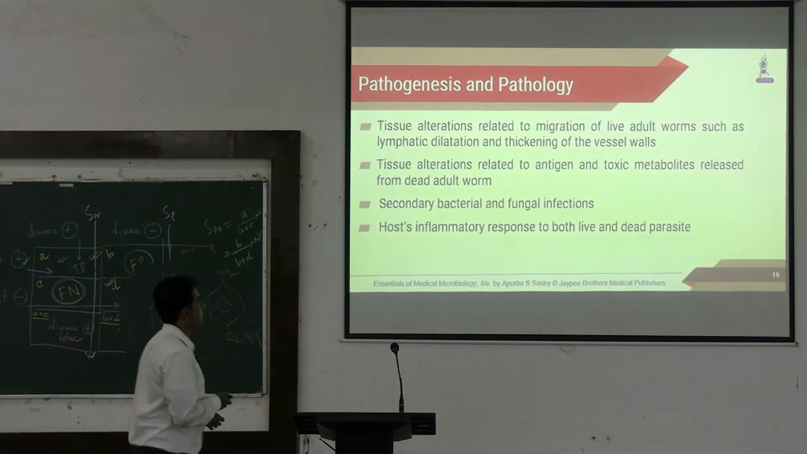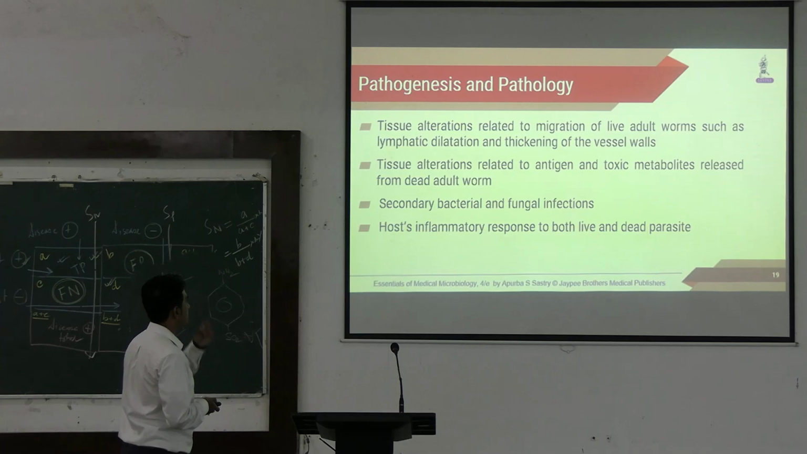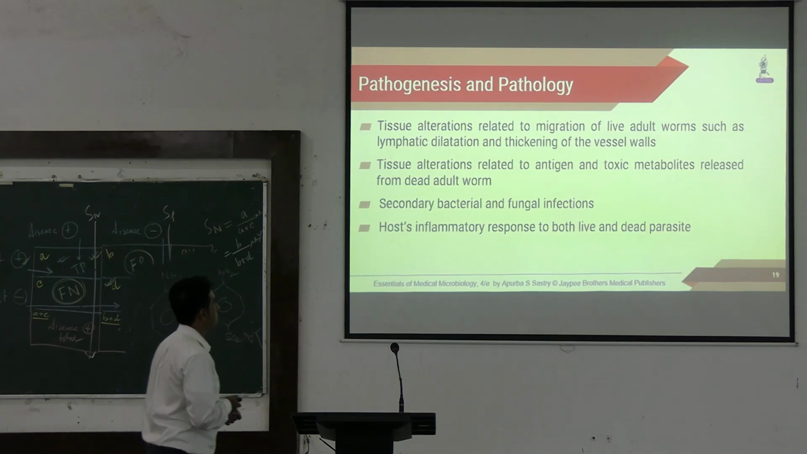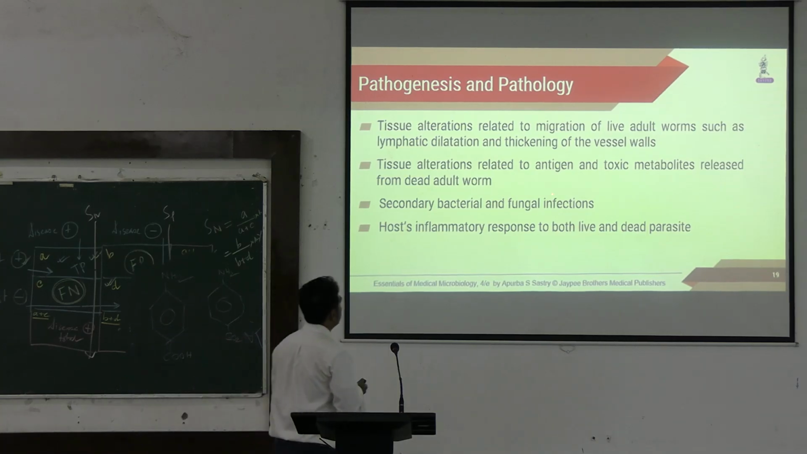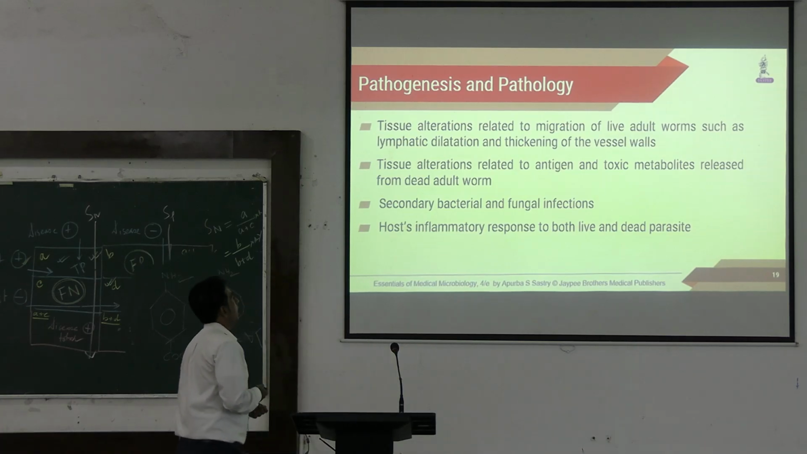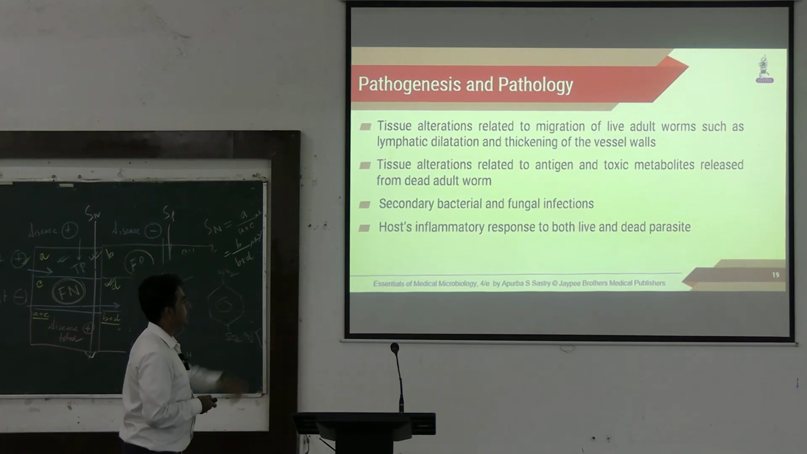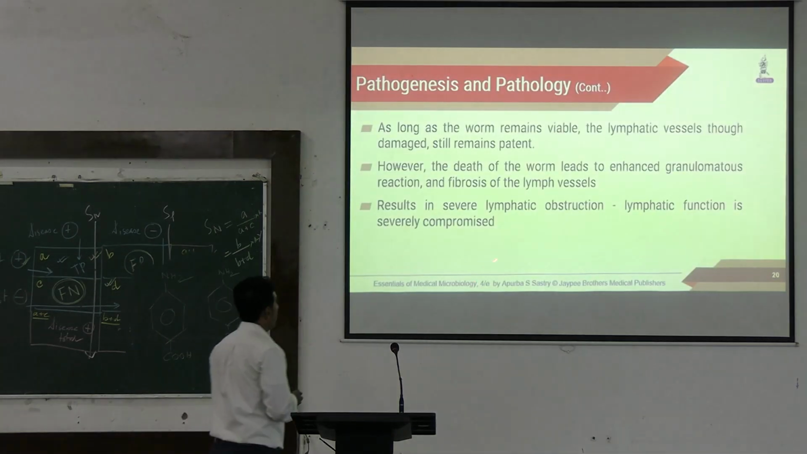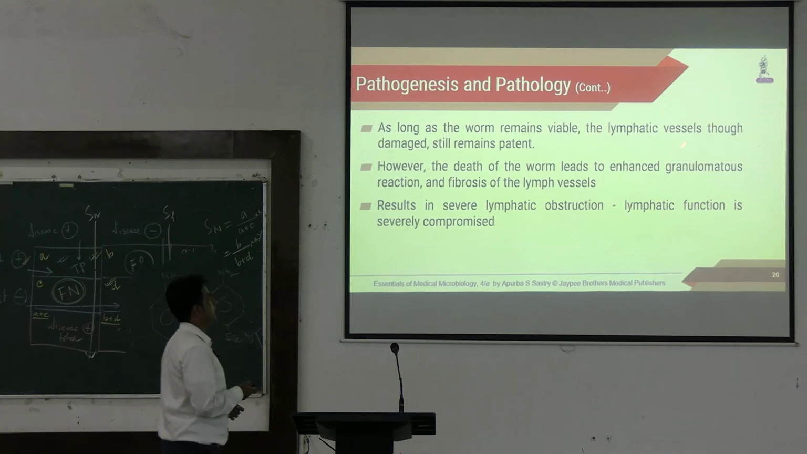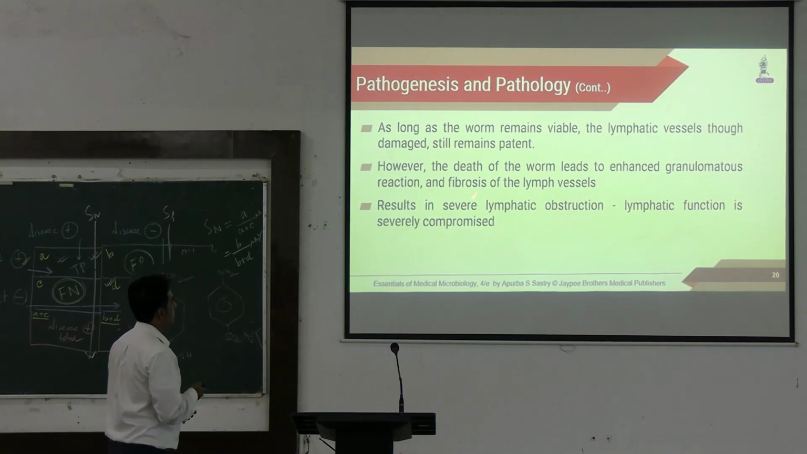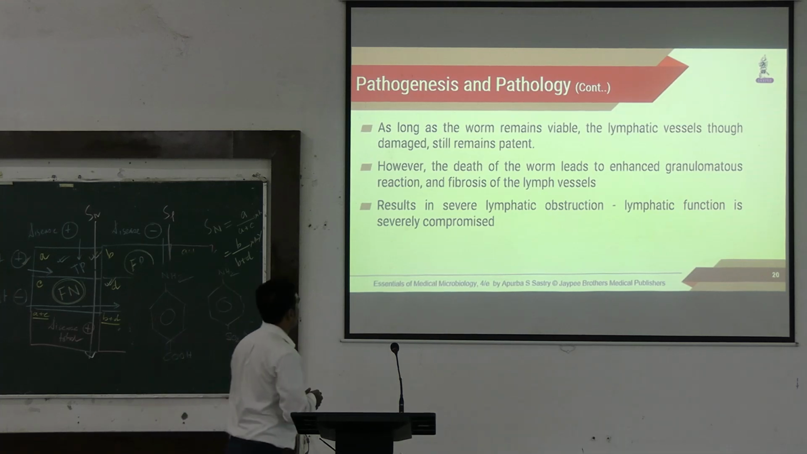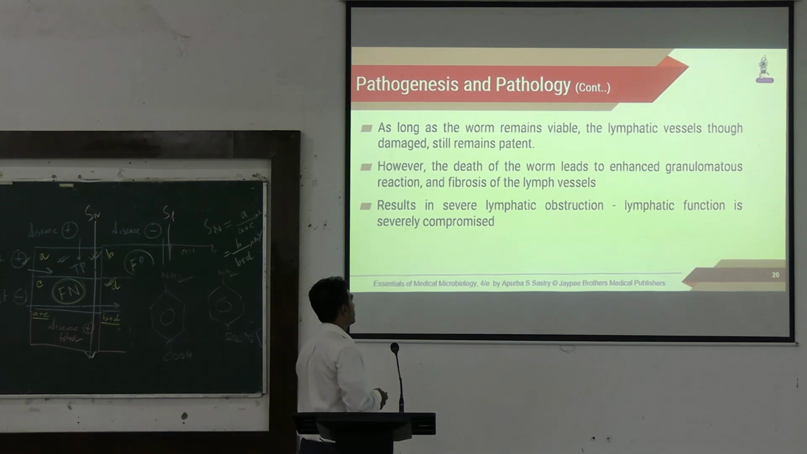Tissue alterations related to the migration of the live adult forms, such as lymphatic dilatation and thickening of the blood vessels, occur. This is related to antigens and the toxic metabolites released from the dead adult worm. And there are also secondary bacterial and fungal infections and the host inflammatory response to both the live and the dead parasite. As long as the worm remains viable, the lymphatic vessels, though damaged, still remain patent. But the death of the worms leads to enhanced granulomatous reaction and fibrosis of the lymph vessels.